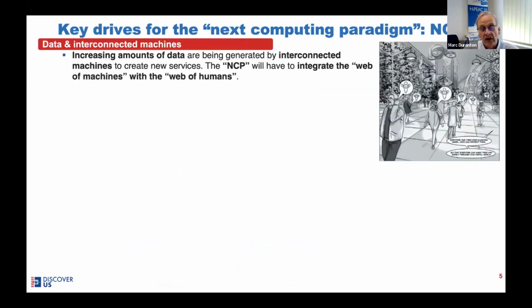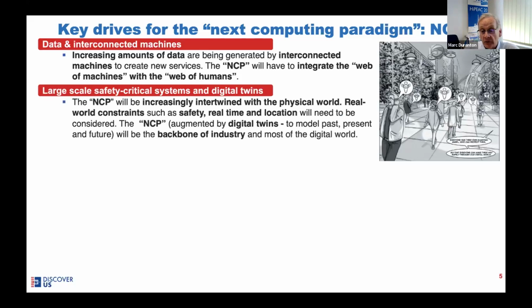So what are the drivers? We see that an increased amount of data is being generated by interconnected machines. So we will have machines, systems that are generating data and are interconnected, and we still have humans that are using the web and the interconnection. And we will see that in the future, there will be a blurring between these two webs. So the web of machines will be merged with the web of humans. Typically the machines will be controlling or be linked with the physical world, so they will be really intertwined with the physical world. Take a self-driving car as an example, which will need to communicate to other cars or to the infrastructure, but also to the driver and things like that.